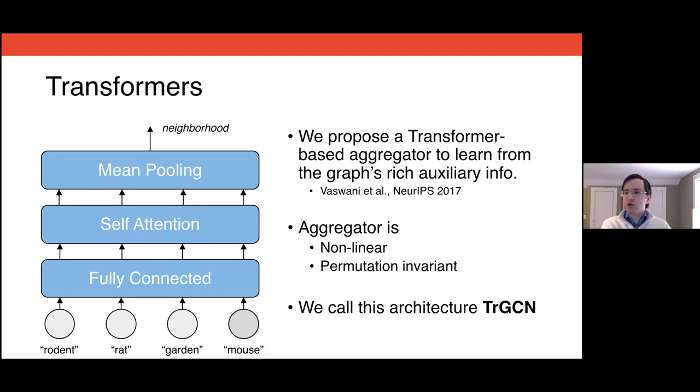What we have now is that each one of our nodes gets passed through a couple of fully connected layers. Then we use querying and self-attention to compute updated representations for all those nodes. Only at that point do we average the nodes together to come up with an overall representation for our neighborhood. What's nice about this is it checks both boxes. We now have an aggregator that is nonlinear, like LSTMs, but permutation invariant like the linear aggregators. That makes this potentially a useful addition to the graph neural network toolbox. We call this architecture transformer GCNs.